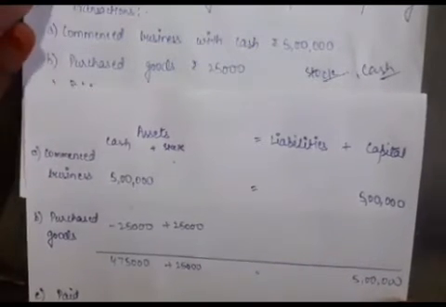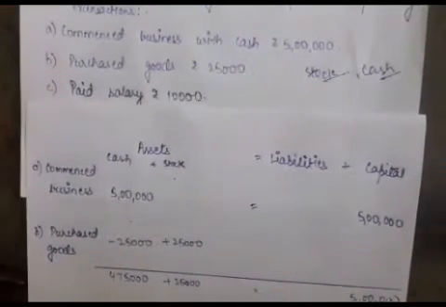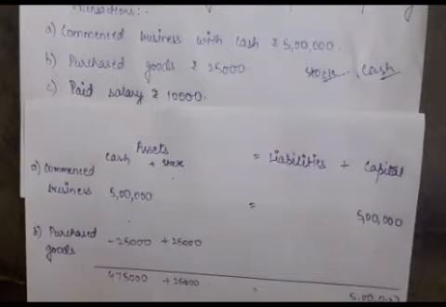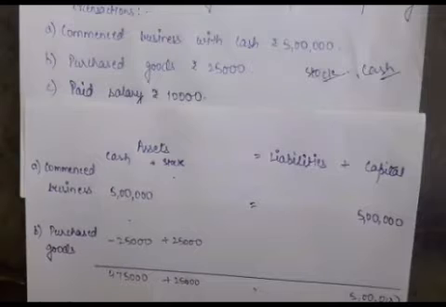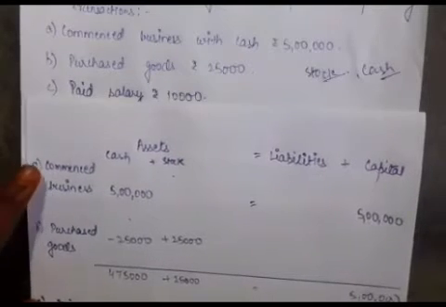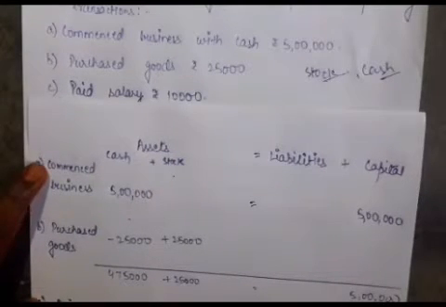Let's come to the third transaction now. The third transaction is paid salary rupees 10,000. We have paid the salary. Salary, wages, or anything similar are all expenses. Whatever expenses we incur have a double-sided effect. And what will be the effect of this? Because we are paying it in cash, we will subtract 10,000 from here.